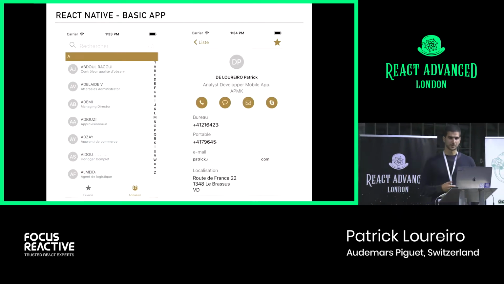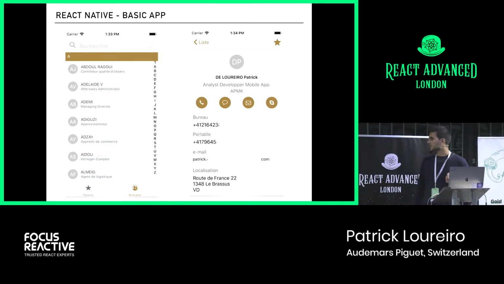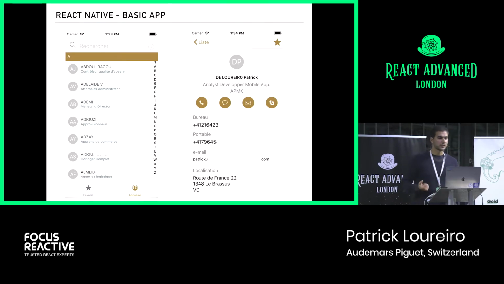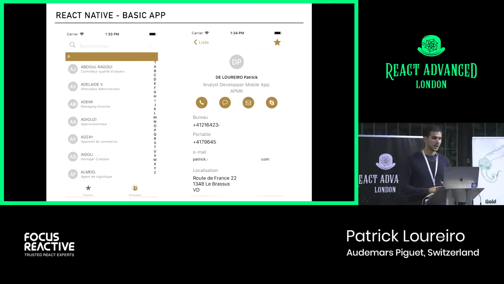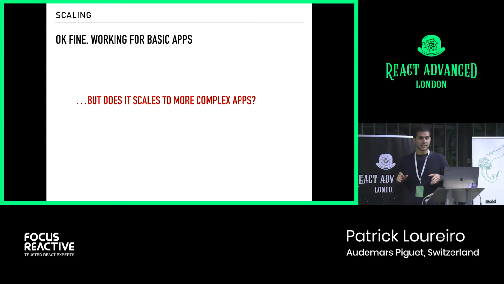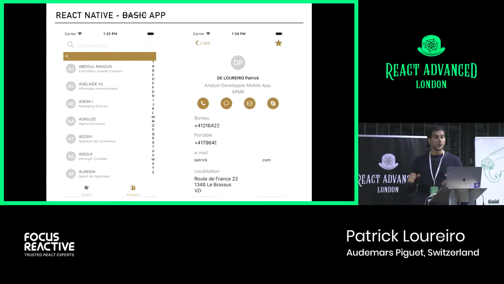So let's take this example. This is a basic app. It's a directory app with contacts. So you can build a list, you can search, you can use Redux if you want for state management, React Native Elements, some kind of libraries. But, okay, it works fine for basic apps, but can it scale to more complex apps? How can we make this app great and not basic?